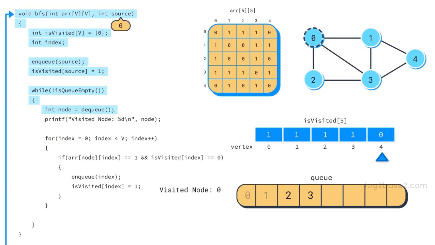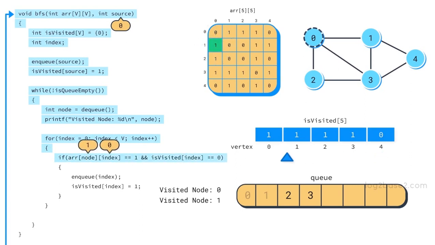So 1 is dequeued and stored in node. Now print vertex 1 is visited. Now we have to visit all its neighbors, so again use the for loop. In the first iteration, index equal to 0 and ARR of 1, 0 equal to 1. That is okay, but isVisited of 0 is equal to 1 and not equal to 0. That is, 0 is a neighbor of 1 but it is already visited.